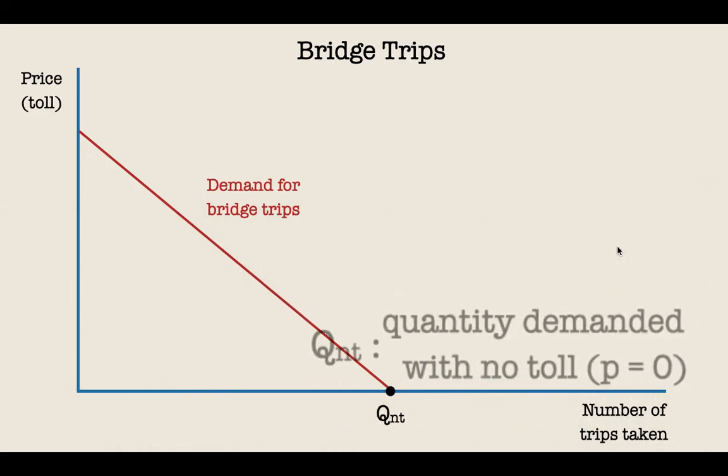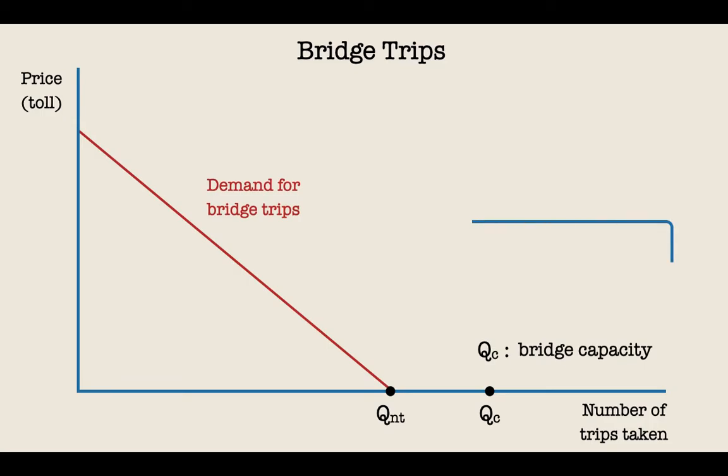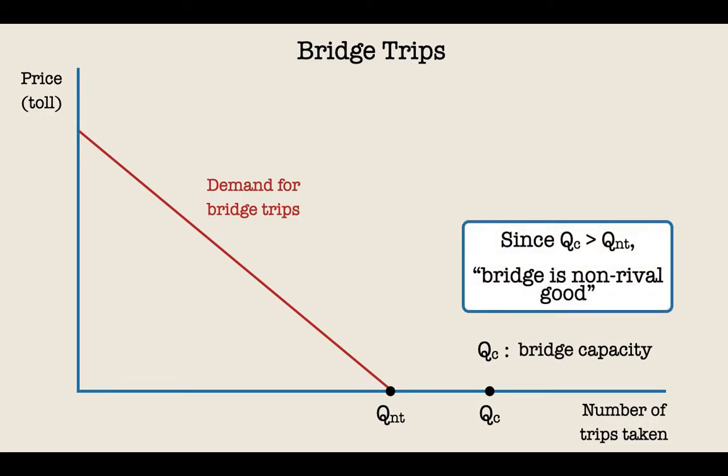QNT represents the quantity demanded with no toll, i.e. where the price is equal to zero. QC is the bridge capacity. So the capacity of the bridge is higher than the quantity demanded when the price is equal to zero. So this bridge has quote-unquote excess capacity, therefore it is a non-rival good.